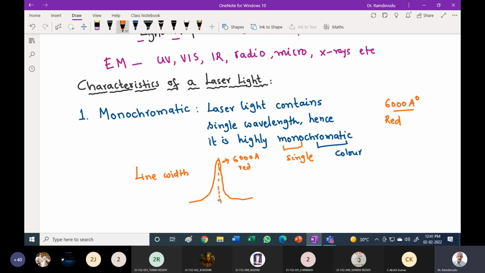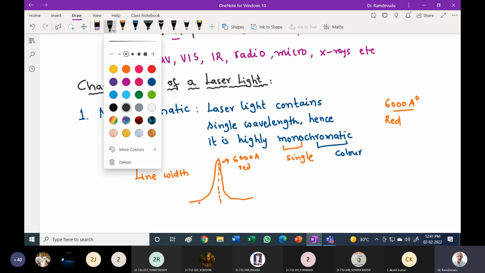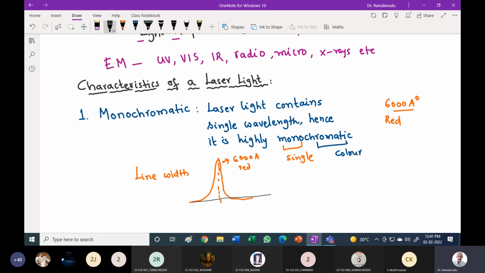If I draw here, this is 6000 lambda, Armstrongs we are taking. And we have to see how many other frequencies are also there. This is actually called line width. For lasers, they are very, very narrow. But if you take an LED and other bulbs, they are very, very large. So this is for laser, which has a narrow line width.